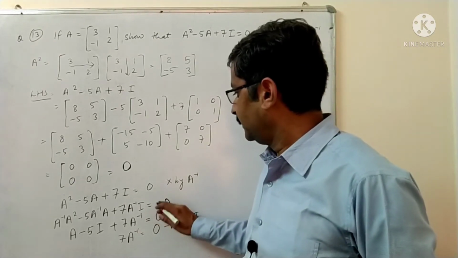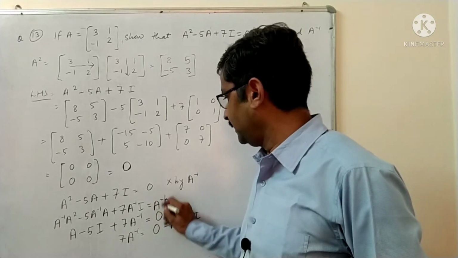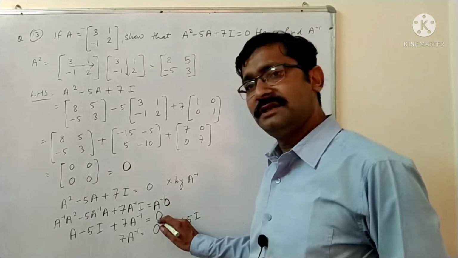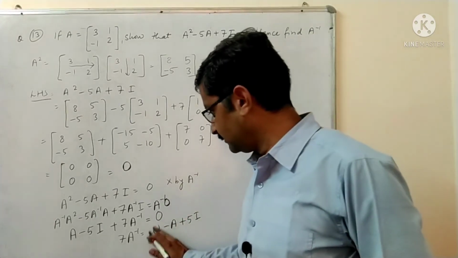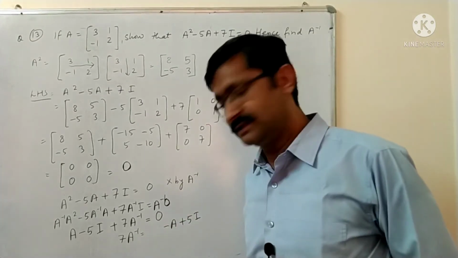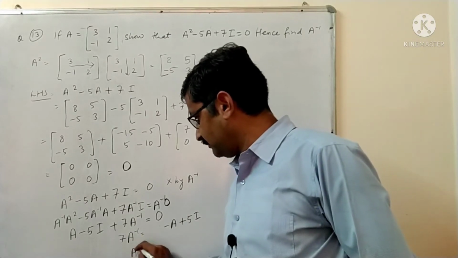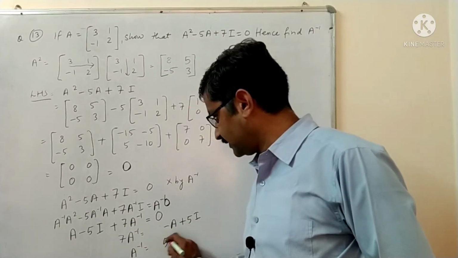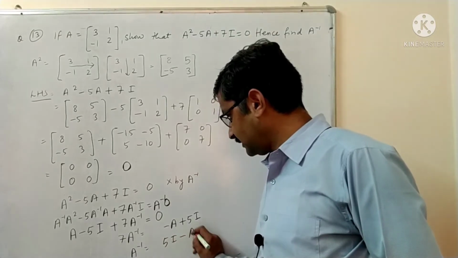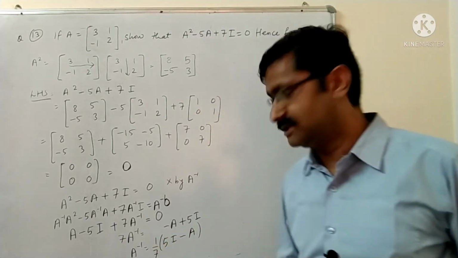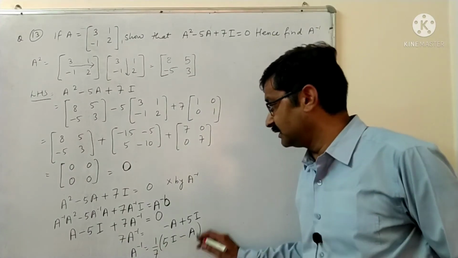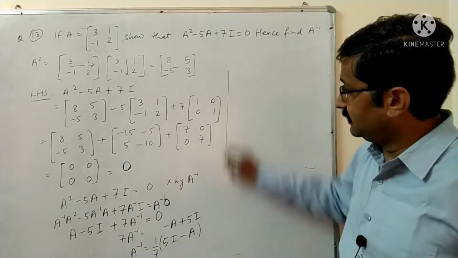Okay. You multiply by A inverse. A inverse into 0 is 0. 0 minus means there is no change, so you can remove this 0 here. So A inverse will be equal to, write 5I first, 5I minus A, and upon 7. You can write 1 upon 7 and 5I minus A. This you solve. This will be A inverse.